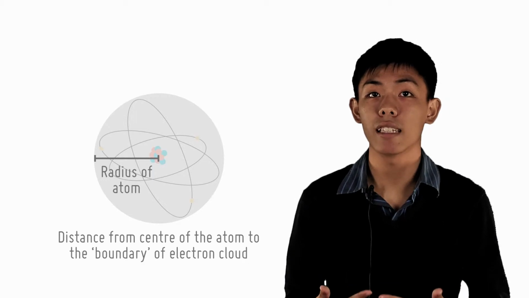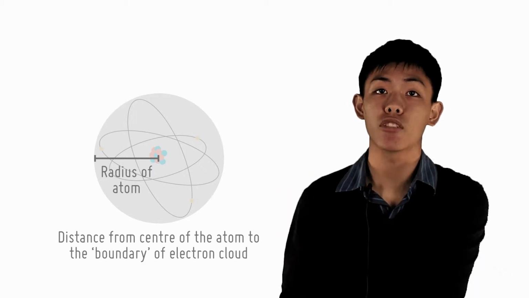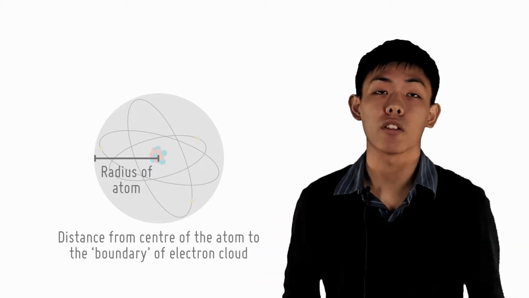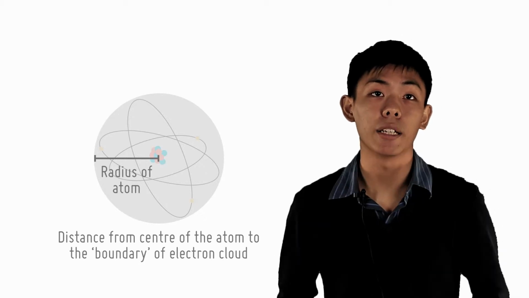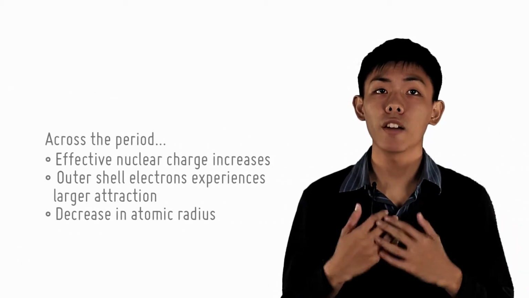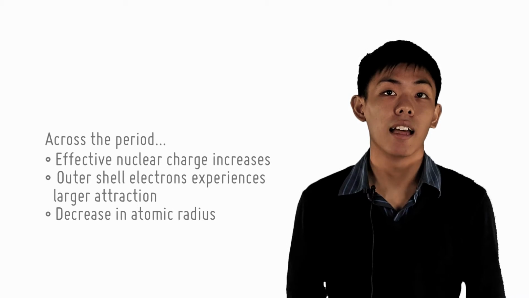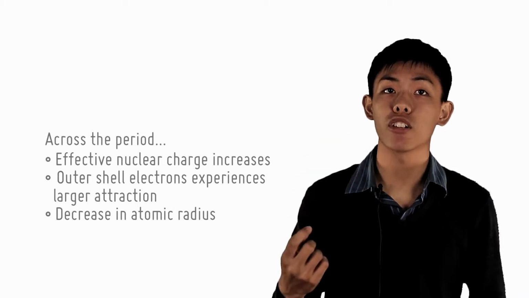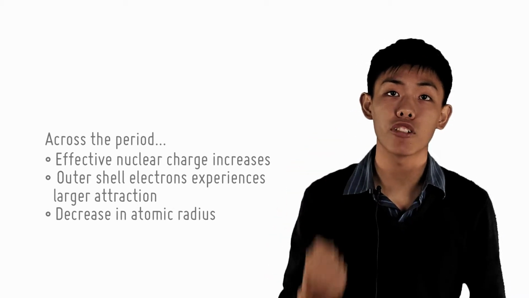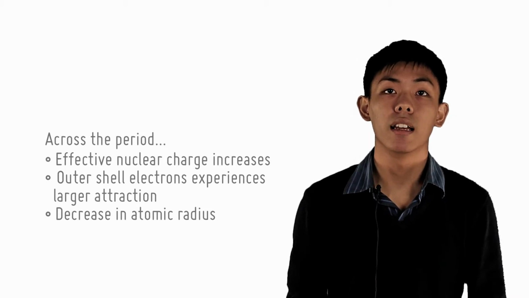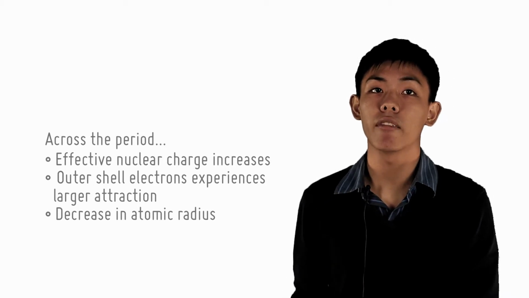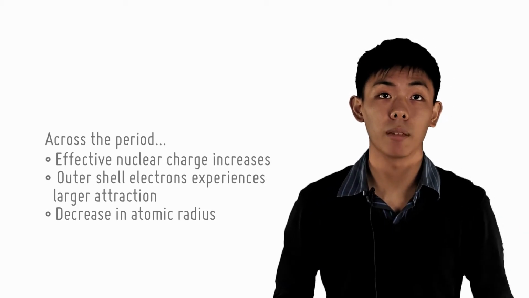We know that the radius is dependent on how far the outermost electron is from the nucleus for most parts of time. Let's consider the trend now. Across the period, effective nuclear charge increases. That means to say each of the outermost electrons is experiencing a larger attraction force from the nucleus. This results in a decreasing atomic radius for elements across the period.